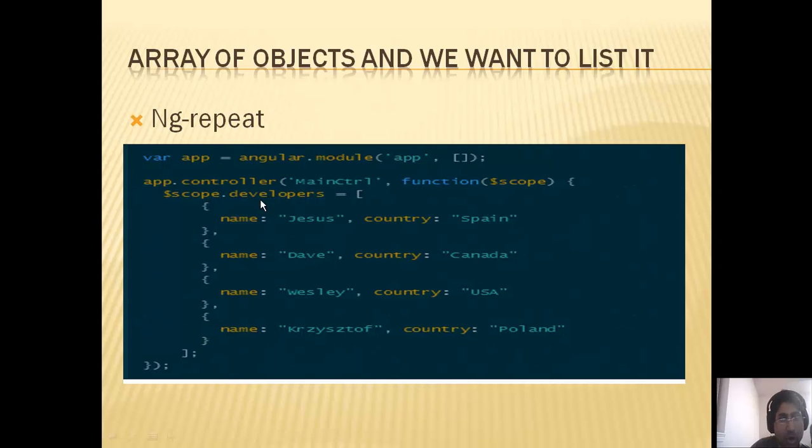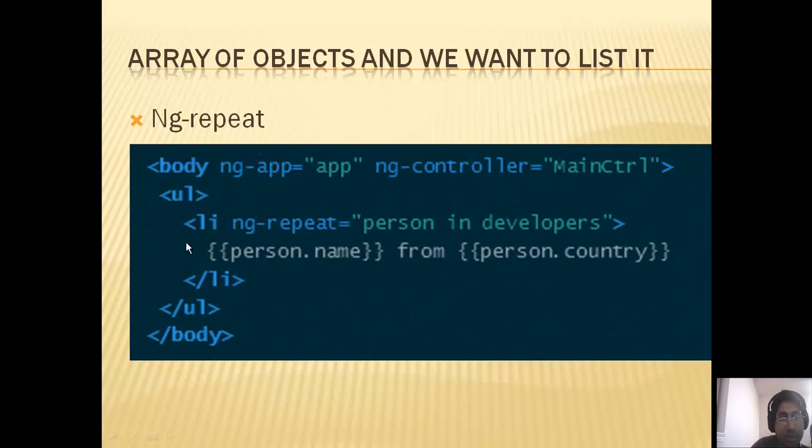So let's say we have a controller, and we have developers as a model. This developers is an array of objects. Each object has two properties, name and country. If we want to display all these names and countries in the front end, what can we do? We can use ngRepeat. You see, we are using the li tag, list item tag, and ngRepeat will repeat this section and display each of the developers one by one.